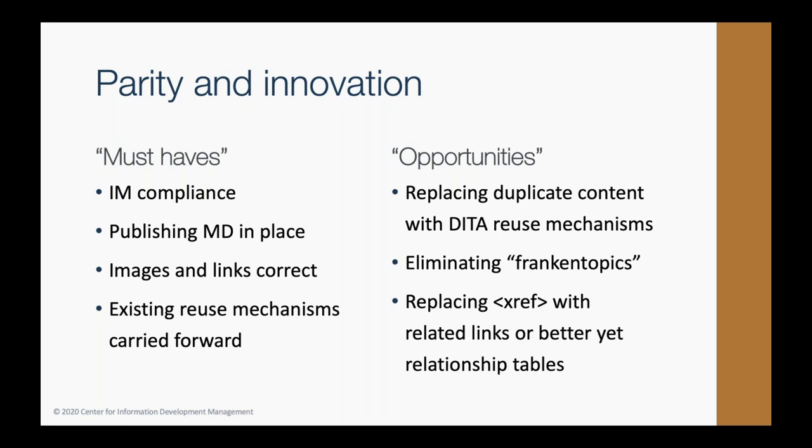Separating task and concept information, right? So I call that Franken-topics, where if you've munged conceptual information in with procedural information, separating those into two different topics is another area where you can improve the quality of your content and the user experience of your content on the delivery platform. And then also replacing inline links, cross-reference links with related links or relationship tables if the data patterns exist, to be able to identify them and replace them.